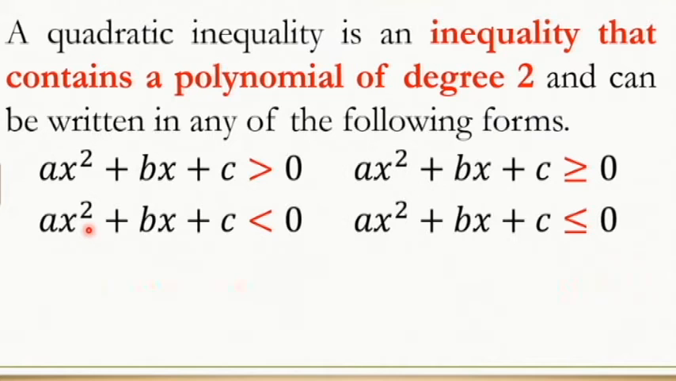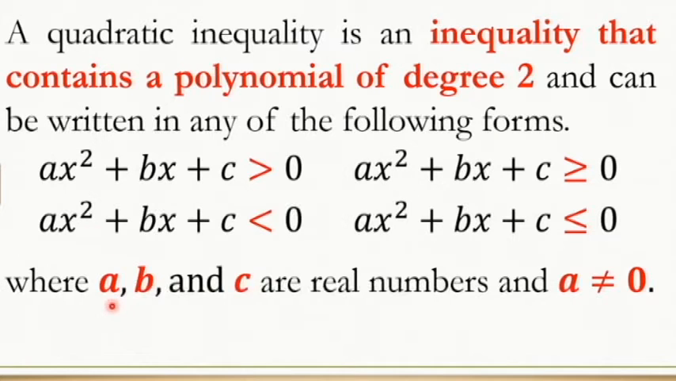But remember, a, b, and c are real numbers and a should not be equal to 0. Now, tatandaan that your a should not be equal to 0. Why? If this is 0, then wala ka nang quadratic term. So, ang mangyayari na lang, ito na lang siya. And that is only a linear inequality.